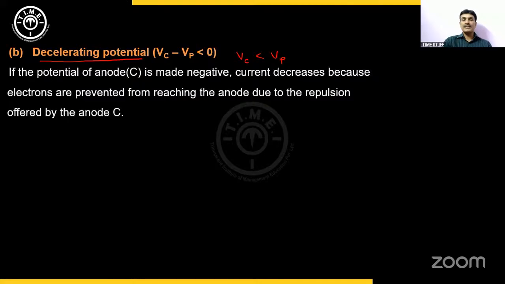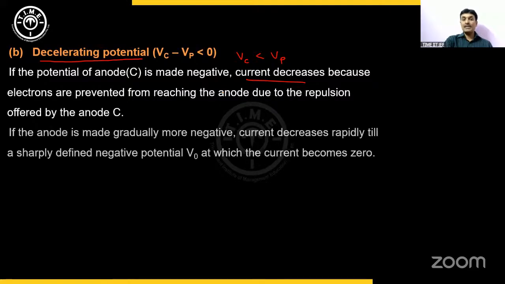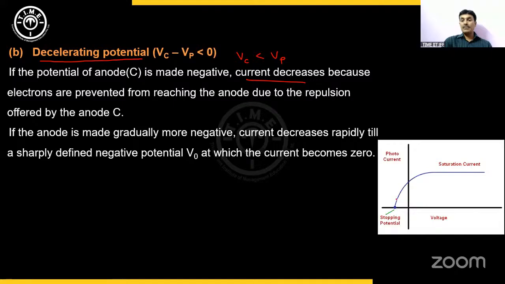So in this case, when the plate is made negative, current decreases. Why is there this decrease in current? Because the electron movement is prevented by the negative potential. The repulsion occurs between the anode and the electrons because both are negative. So there is a decrease in the current value, and it reaches 0 at some negative potential. Photocurrent gradually decreases and becomes 0 here.